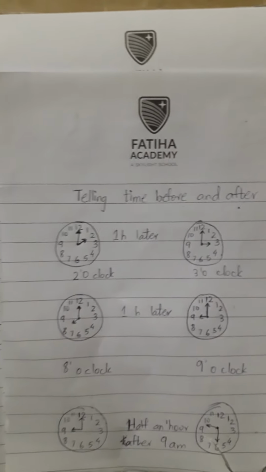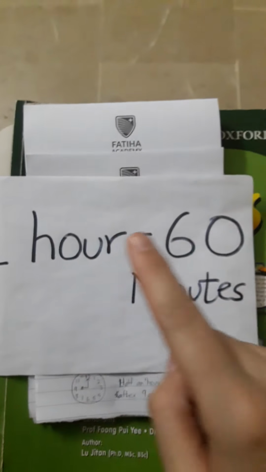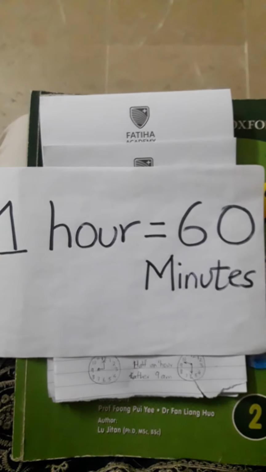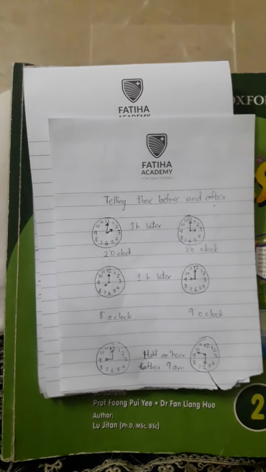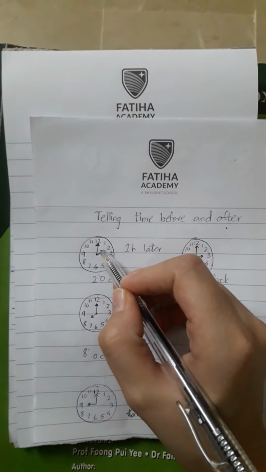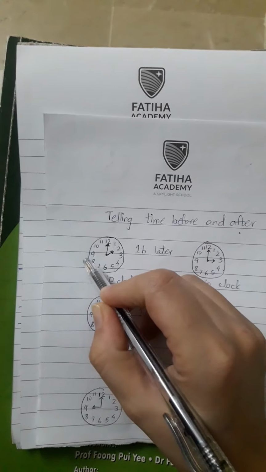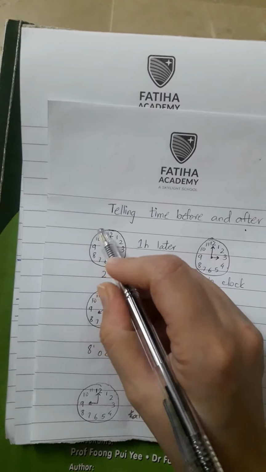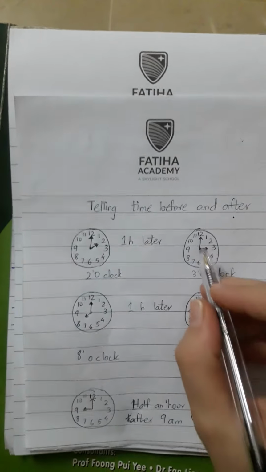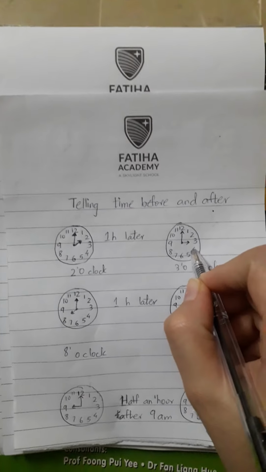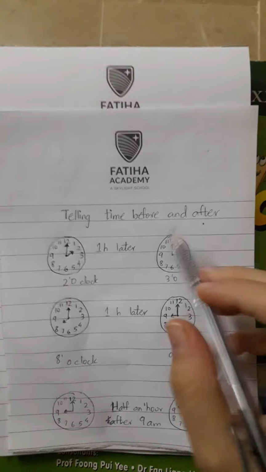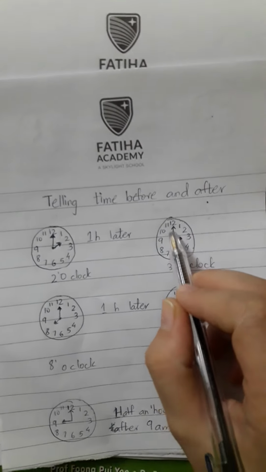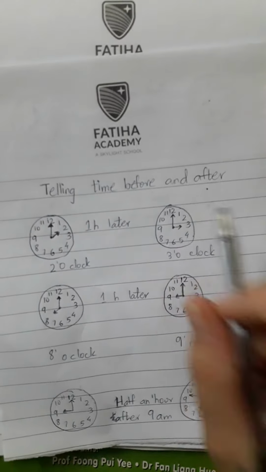Remember that I told you that 1 hour equals 60 minutes. 1 hour equals how many minutes? It equals 60 minutes. So this clock will take a full turn. It will take a full turn, so it will become what? It will become 3 o'clock. The hour arm will come at 3, and the minute arm stays at 12 only, right?